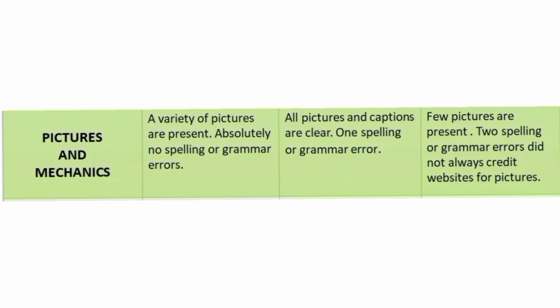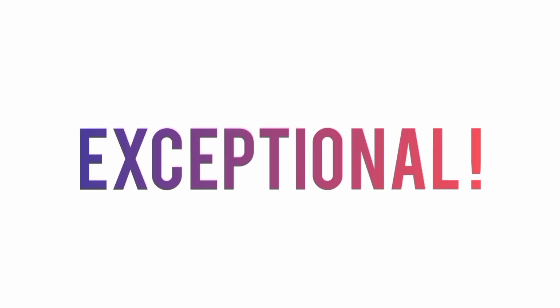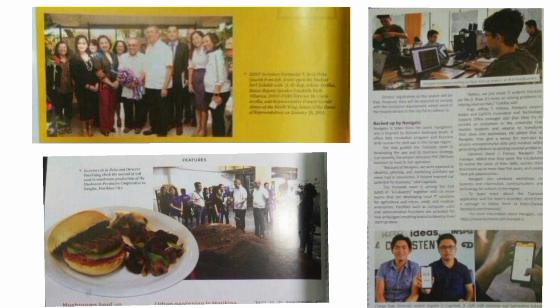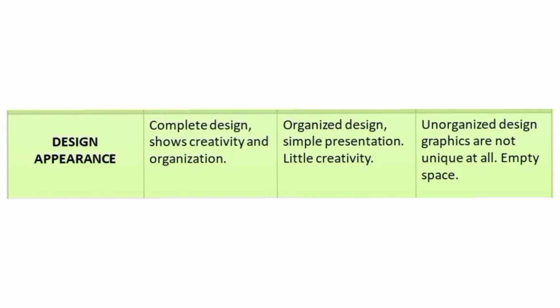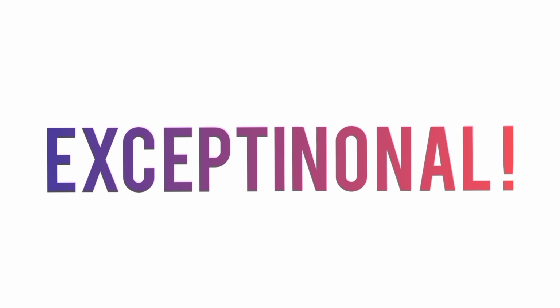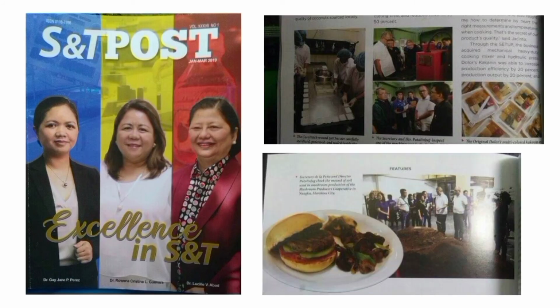Next is the pictures and mechanics. Is it exceptional, good, or fair? As for me, it is exceptional because, as you notice in the pictures and mechanics of the S&T Post magazine, it has a variety of pictures and absolutely no grammar error. And lastly is the design appearance. Is it exceptional, good, or fair? As for me again, it is exceptional. Why? Because as you can see, the S&T Post magazine has a complete design and shows creativity, and also it is organized.